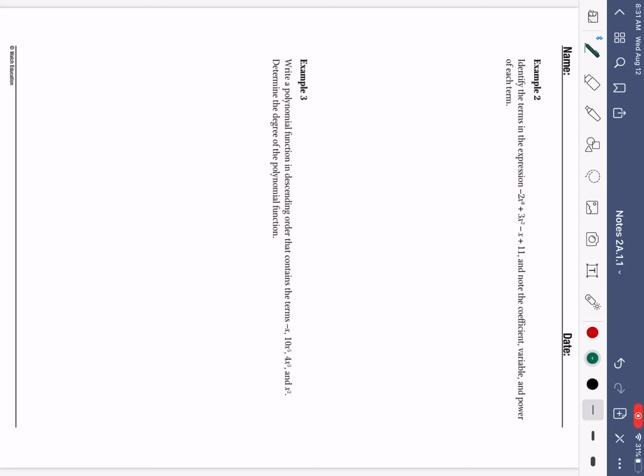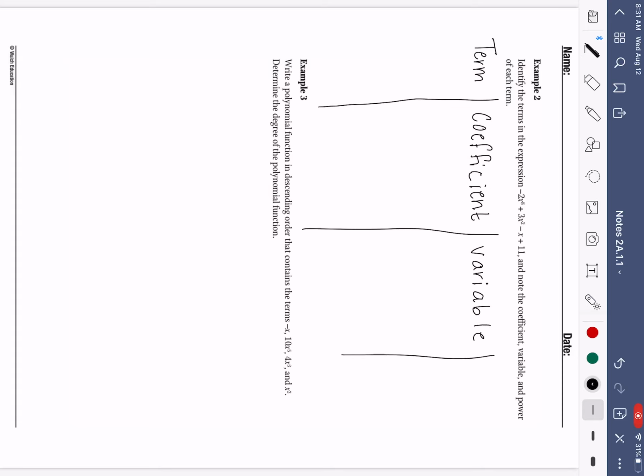All right, our next example says identify the terms in the expression negative 2x to the 8th plus 3x squared minus x plus 11. Note the coefficient, variable, and power of each term. Okay, so to keep us more organized, I'm going to make a table. So the first column, we're going to write what the term is. Then we're going to write what the coefficient is. Make sure I spell it right. Then we're going to write what the variable is. And then lastly, we'll write our power of x.